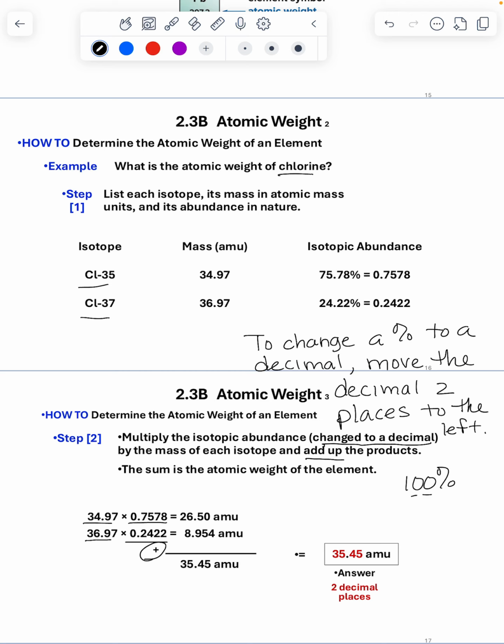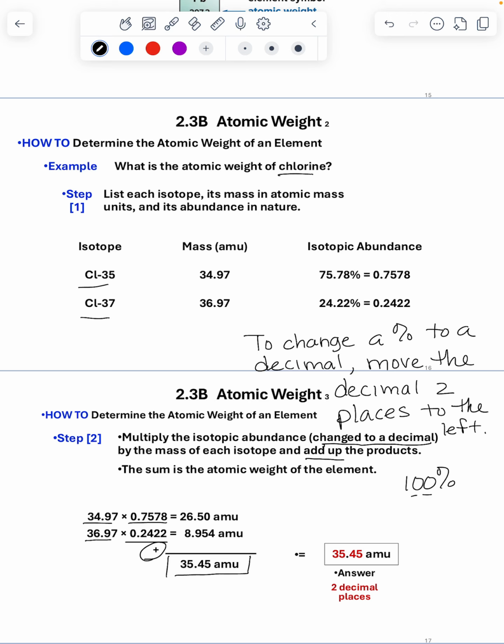Remember, when you're adding numbers, you go with the least amount of decimal places, and that would be 2 decimal places, which is what we see here. So first you want to multiply the mass number times the percent, changed to a decimal, and then you want to add the 2 numbers together.